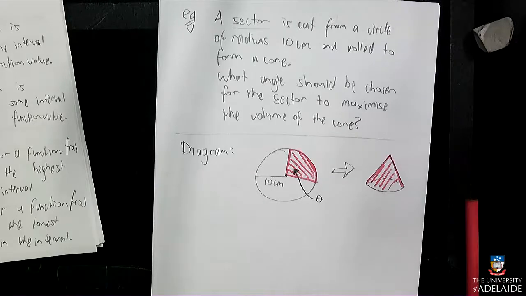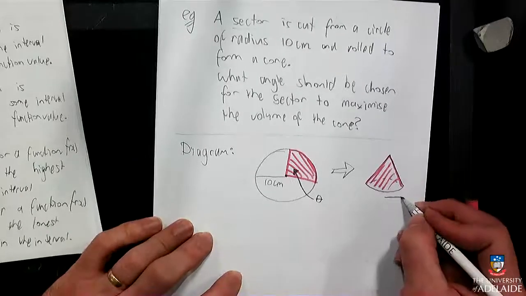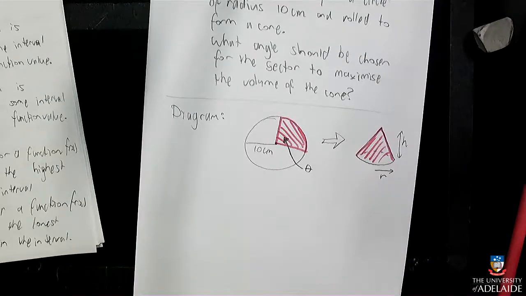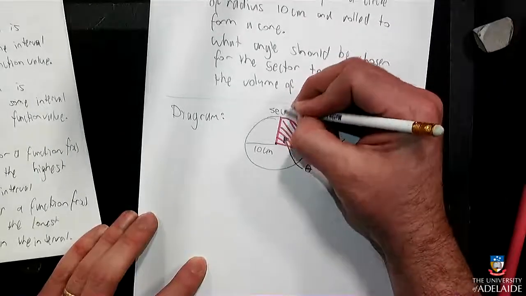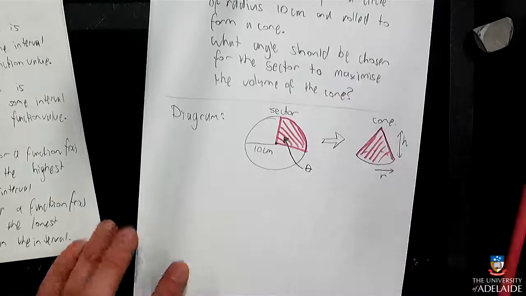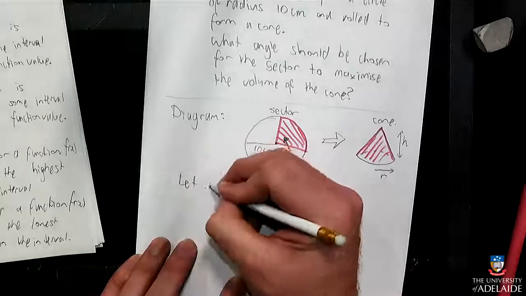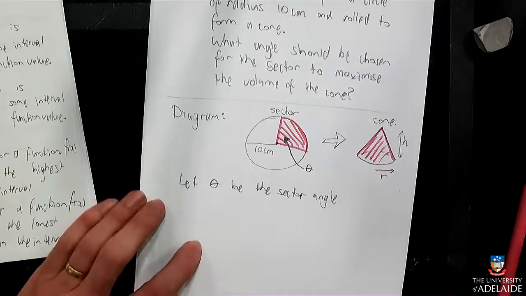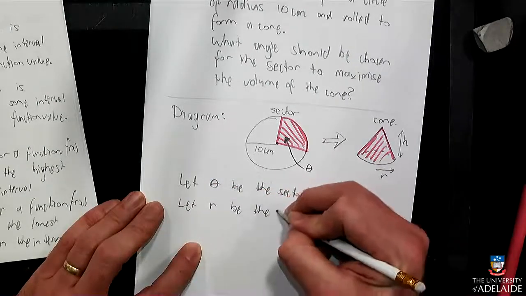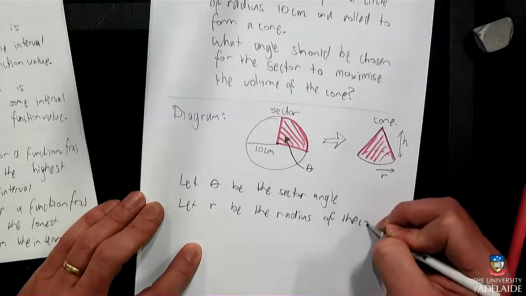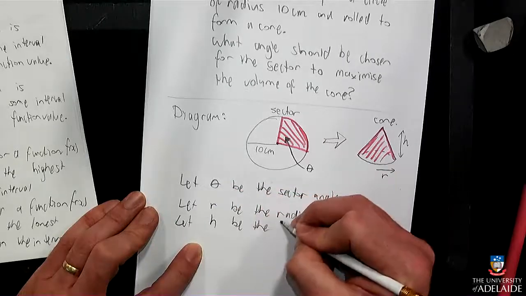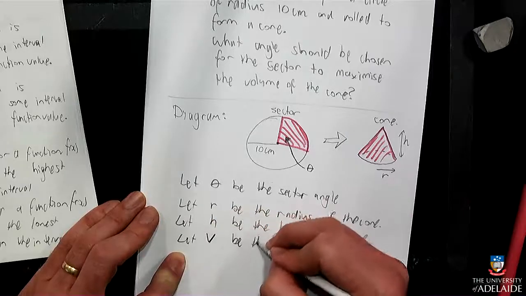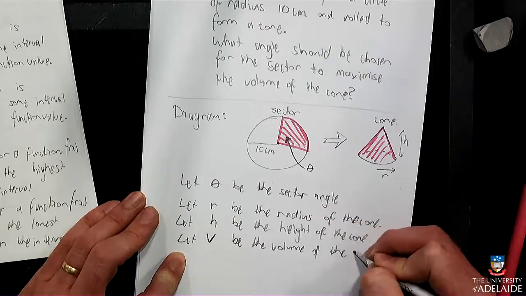All right. So if I'm going to need to find the volume of that cone eventually, and to find the volume of a cone I'm going to need to know its radius and its height. Okay, cool. So since those are the things I'm going to need, this is a sector cone. I should tell the reader what they are. Let theta be the sector angle. Let R be the radius of the cone. Let H be the height of the cone. And let V be the volume of the cone.